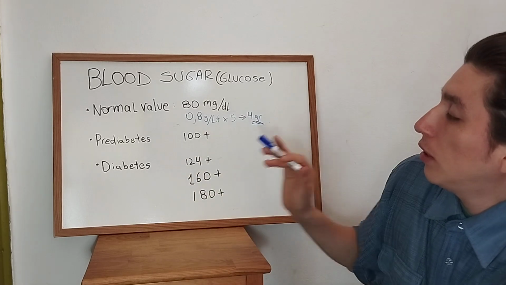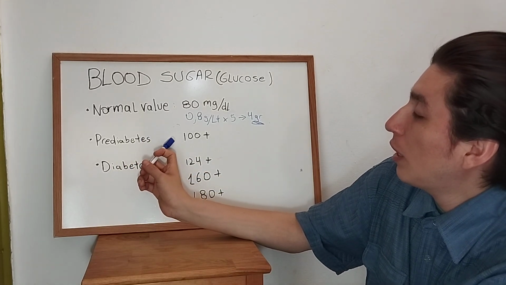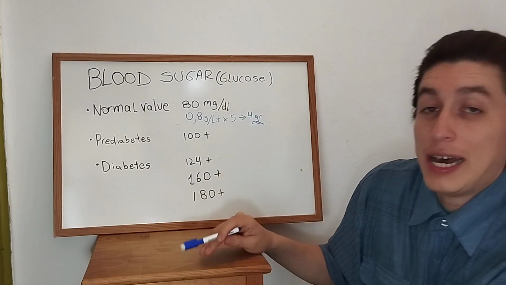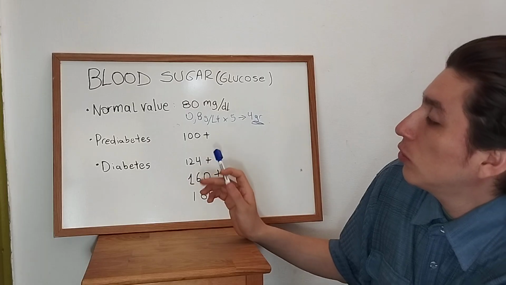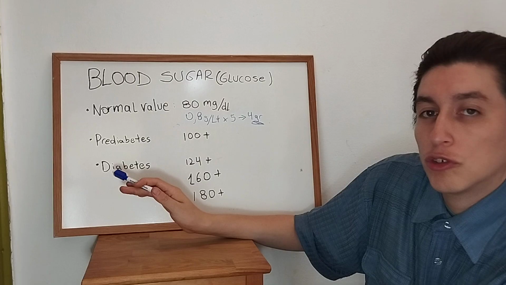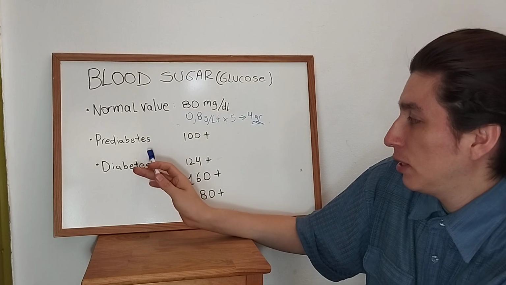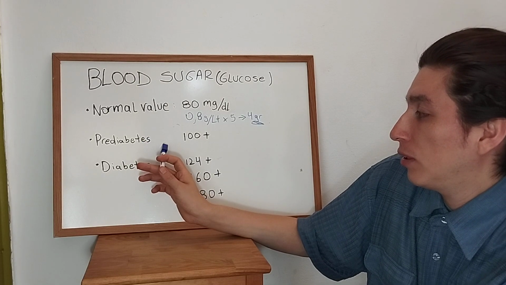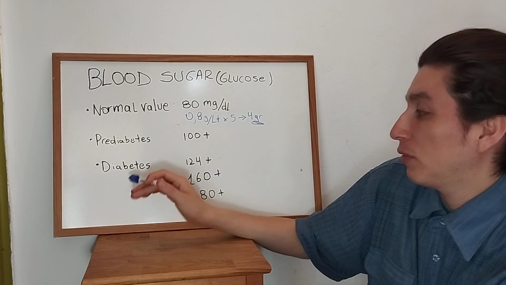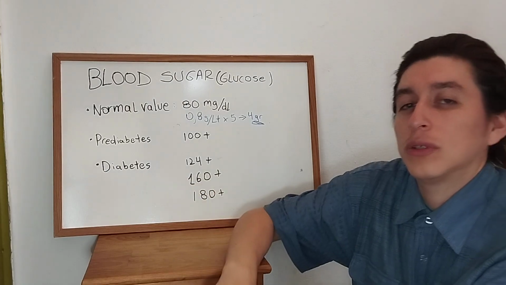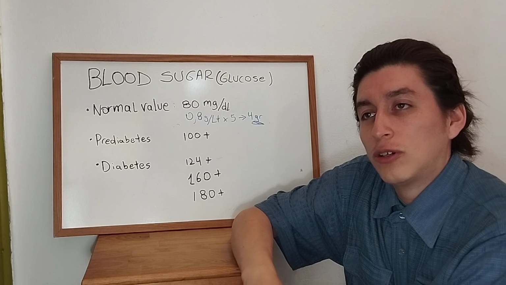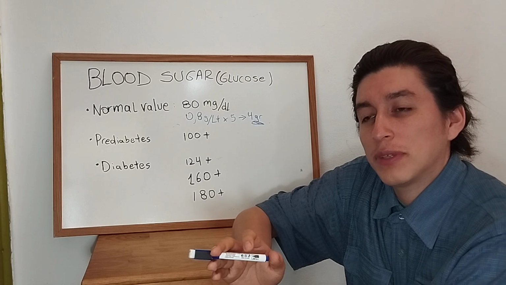So when we go above 80 and cross the line going above 100, we are going to be considering that the person is in the condition of pre-diabetes. And when the values in blood sugar are going above 124, we are going to recognize that this person is crossing the line into diabetes directly.